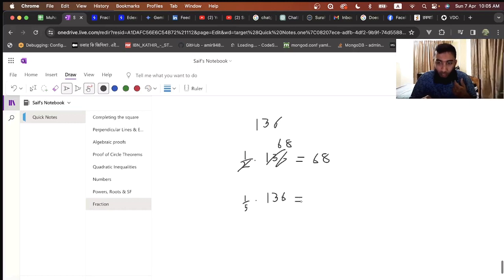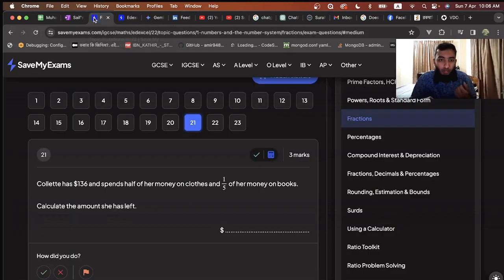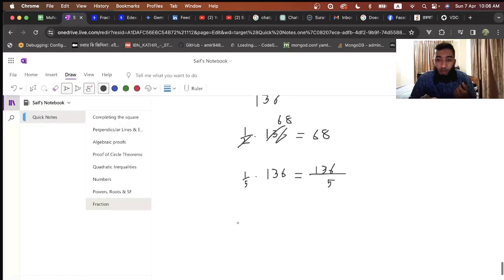How much does she spend on books? If I divide 136 by 5, we get what? Let's just keep it as a fraction, 136 by 5, because it's not directly divisible without remainders. So calculate the amount she has left. What is the amount that is left?